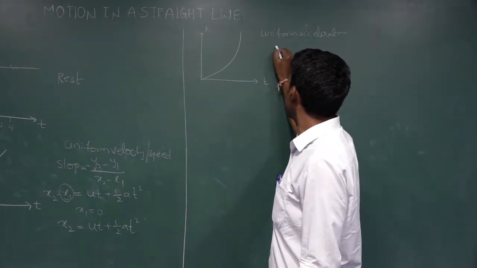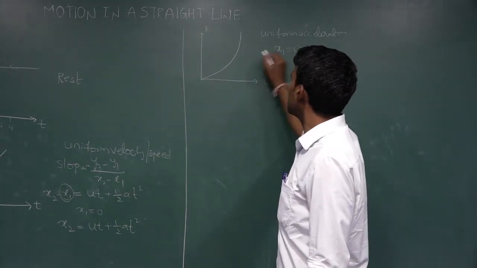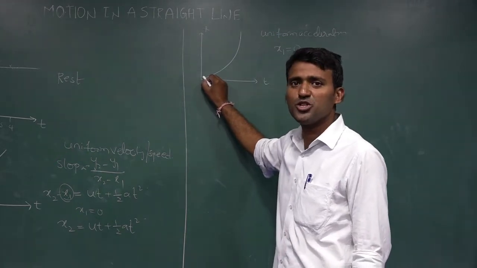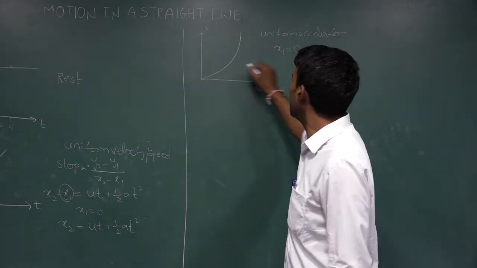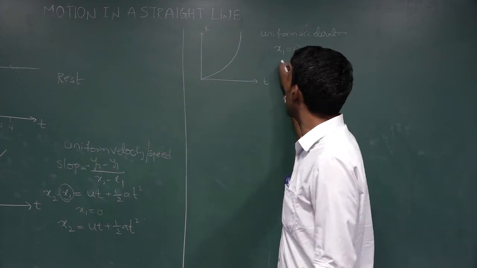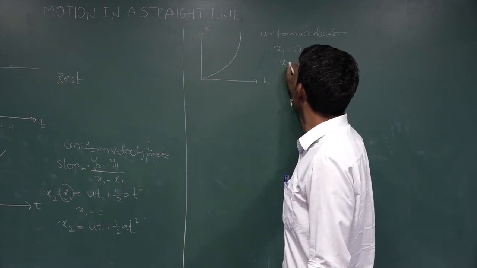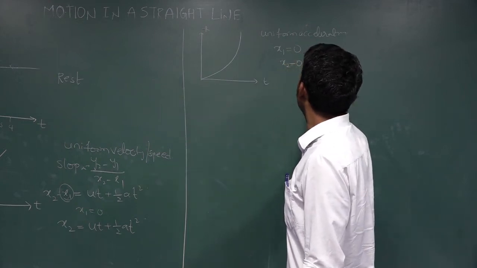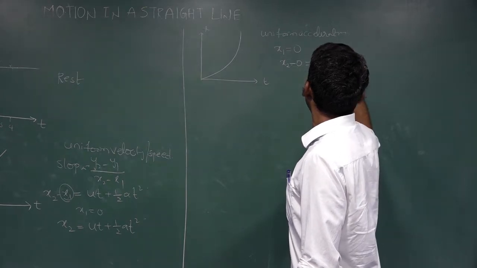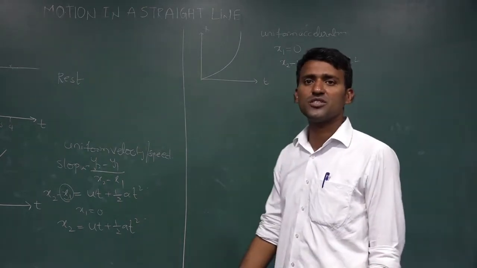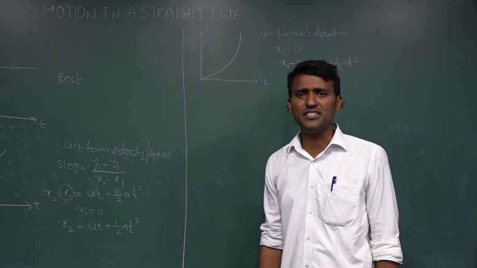And in this situation also, x1, the initial position, is at rest position. We can write in this situation also, s is equal to x2 minus x0 is equal to ut plus half at square. x2 minus 0 is equal to ut plus half at square.